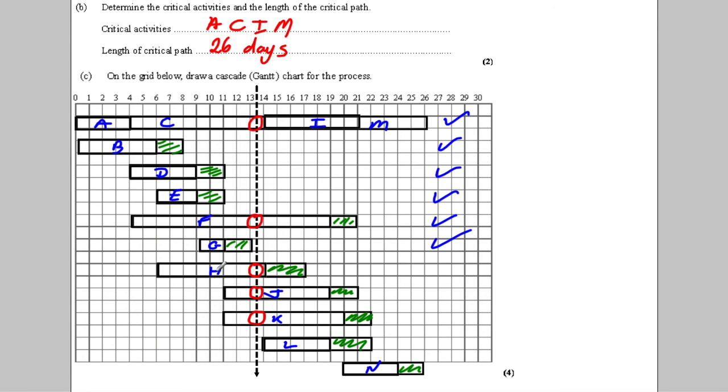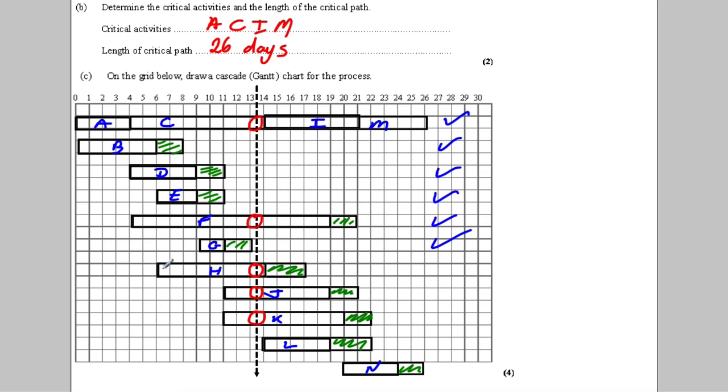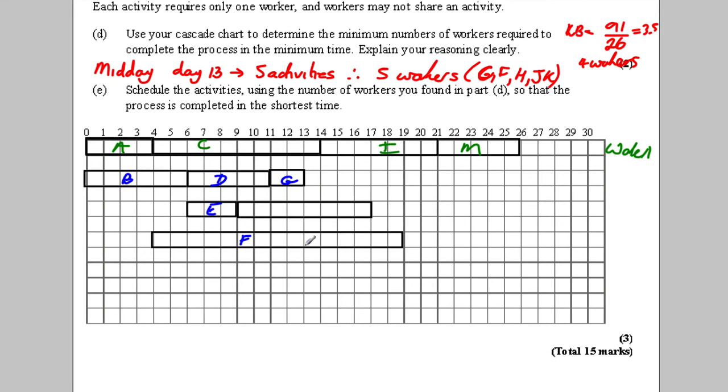H. Now H, I could shove H along 3 and have it after E. So there'd be no problem in that. So I could shove H along and have it after E. Now H is 3, 6, and 8 along. So I could have it after E for 8. So 1, 2, 3, 4, 5, 6, 7, 8, like that. So I could put H there.